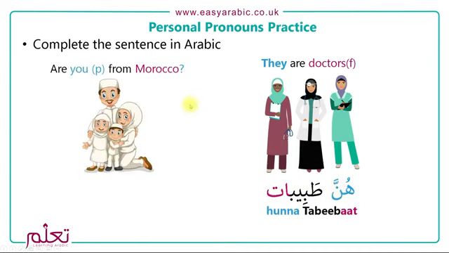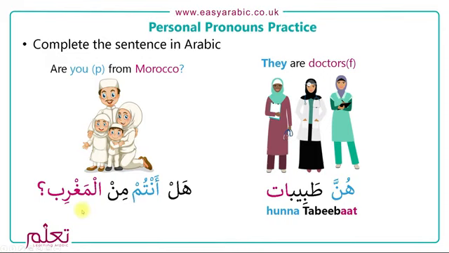So are you a family? And then you, are you, hal antum, and then from Morocco, from is min, and Morocco is al Maghrib. Hal antum min al Maghrib, are you from Morocco, hal antum min al Maghrib. Okay, so hunna tabibat and hal antum min al Maghrib.